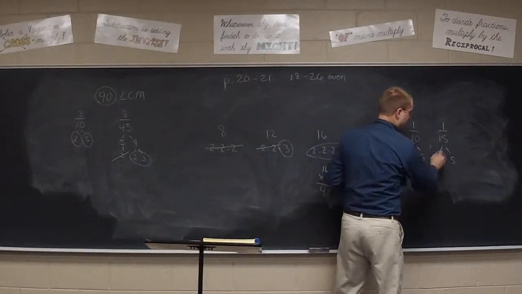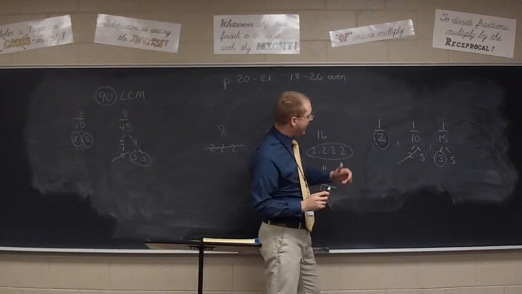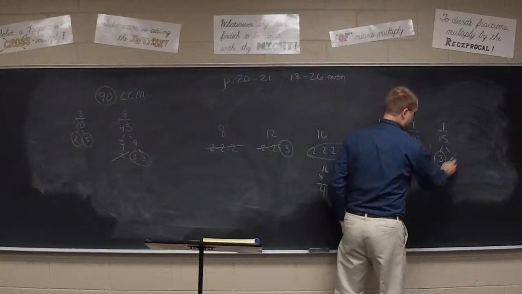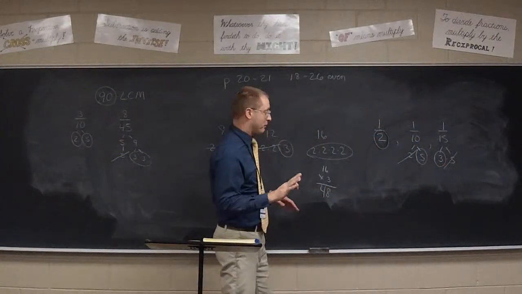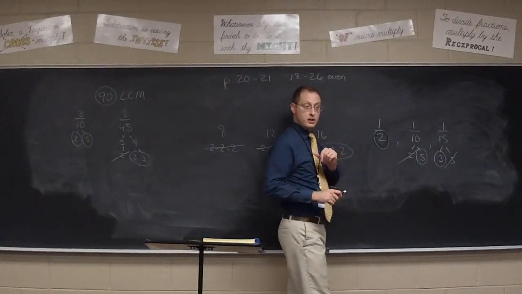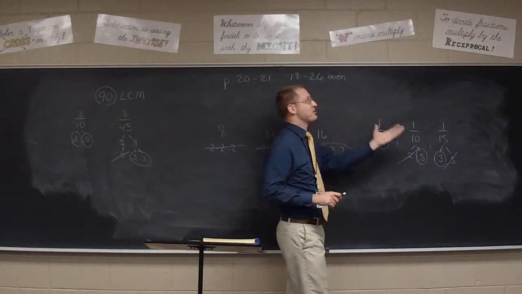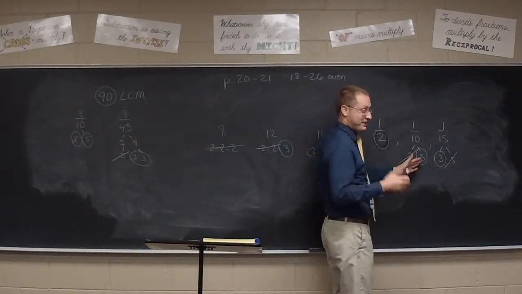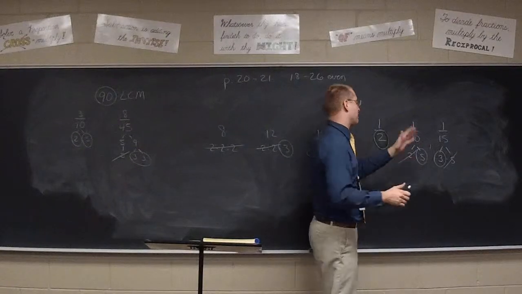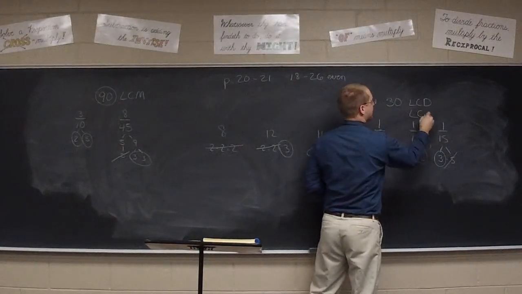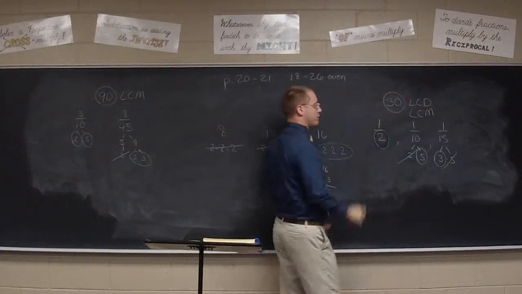Well, winner by default, everyone else forfeited. And there's a tie for the 5s. What do we do? Pick one. However you want to do it, it doesn't matter which one you pick for the winner. And we multiply. 2 times 5 times 3, that's 30. 2 times 5 is 10, times 3. 30 is my least common denominator because it is my least common multiple of those denominators.